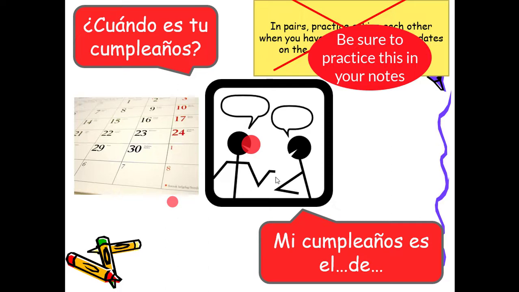Okay, so for this activity, rather than doing it in pairs, I want you to do it in your notes. The question is going to be asked, when is your birthday? And you would write, my birthday is the blank of blank. So in this example, it's the 8th of January. So, ¿cuándo es tu cumpleaños? You would write, mi cumpleaños es el 8 de enero. All right, there's our example.